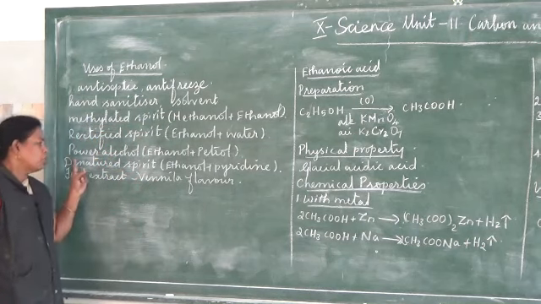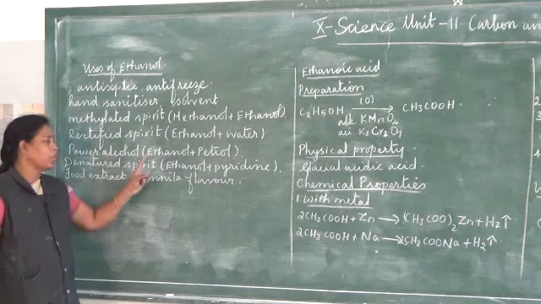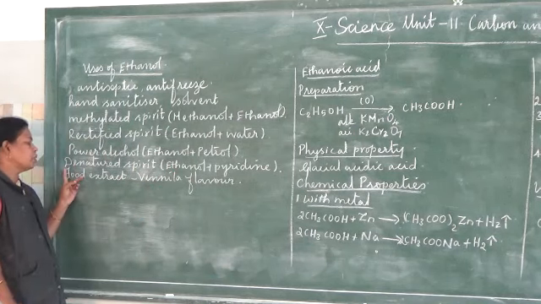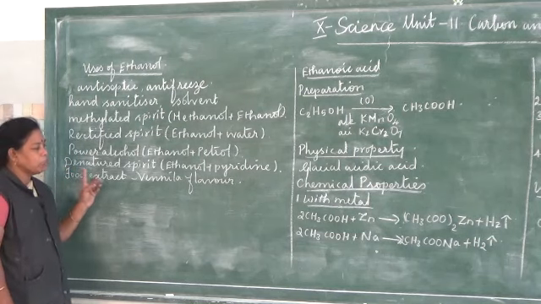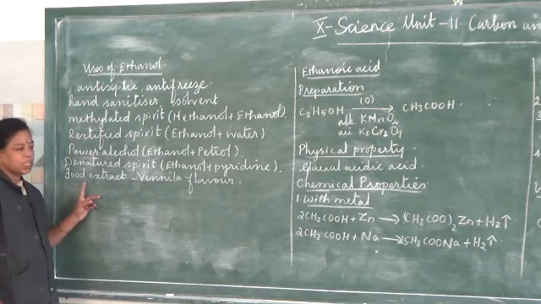And then it is used in the manufacture of power alcohol. Power alcohol means ethanol with petrol, and then it is used in the manufacture of denatured spirit. Denatured spirit means ethanol with pyridine, and then it is used as food extract.